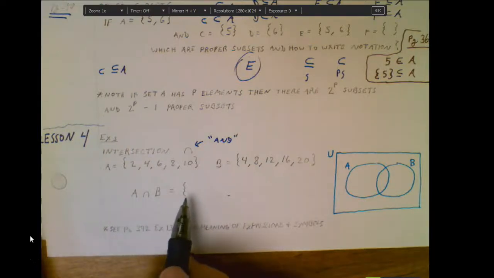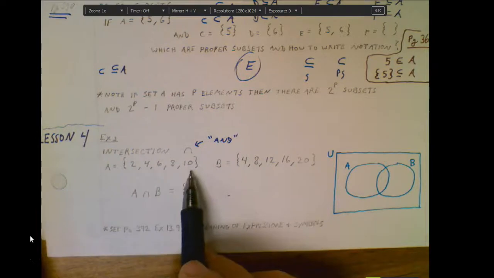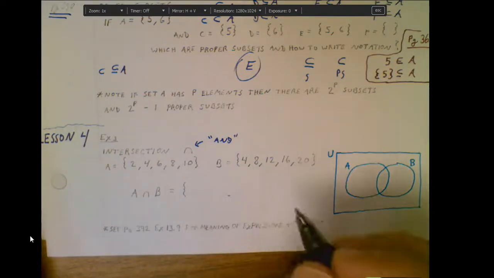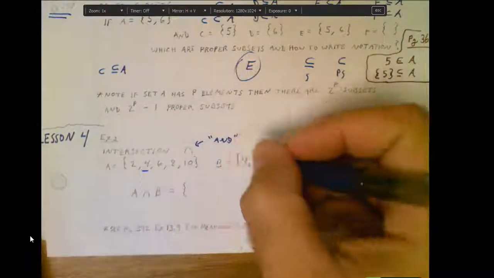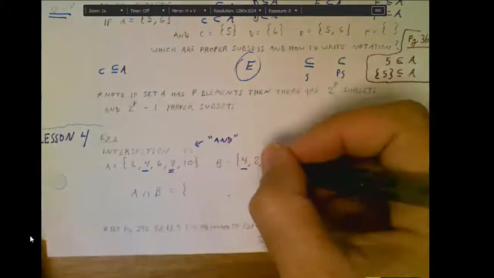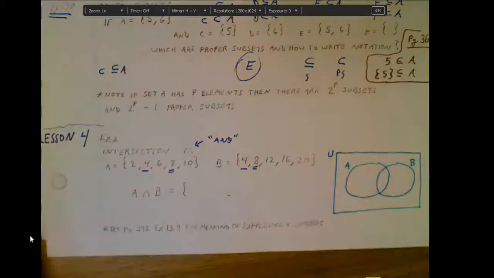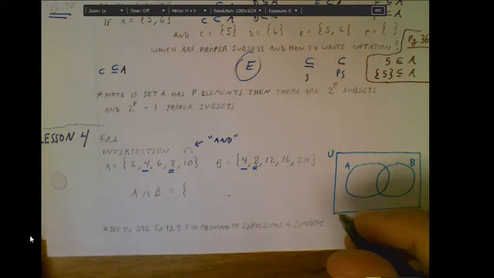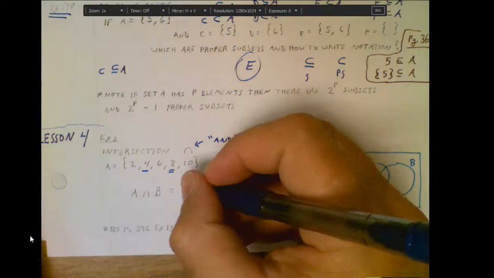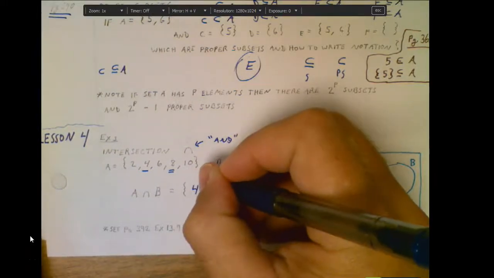And so if you think of it in those terms, where do these guys intersect with these guys, or what do they have in common? We can see that they both have a 4 in them. They both have an 8 in them. So those are the two things that those two sets both have in common. And so the intersection of A and B would be the elements 4 and 8.